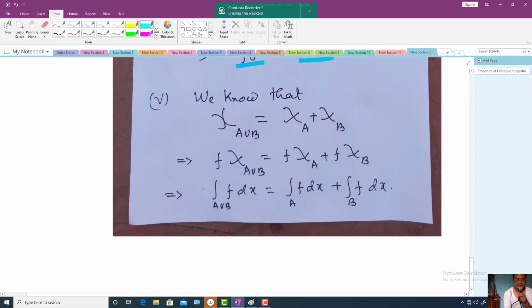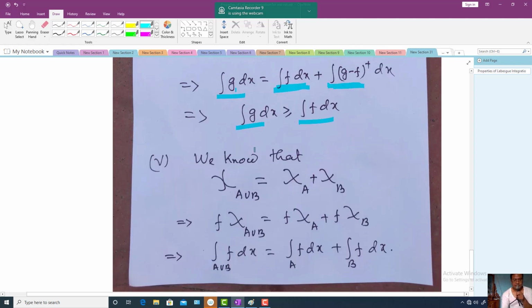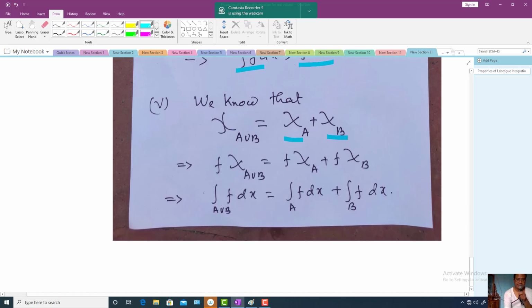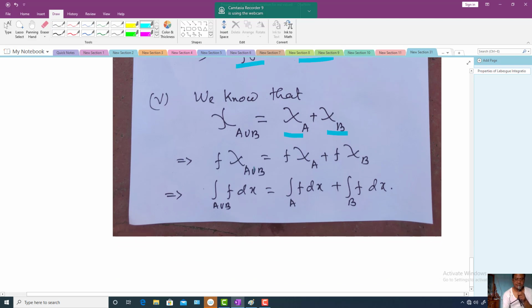Now let us prove the last one. This is very straightforward. For the characteristic function, if a and b are disjoint measurable sets, characteristic function of a union b is equal to characteristic function a plus characteristic function b. This is obvious, we have done this one earlier. Then if you multiply by function f, you get this equality, then you get integration of this one over a union b, integration f dx. Integration of this one is equal to f over the set a union b.